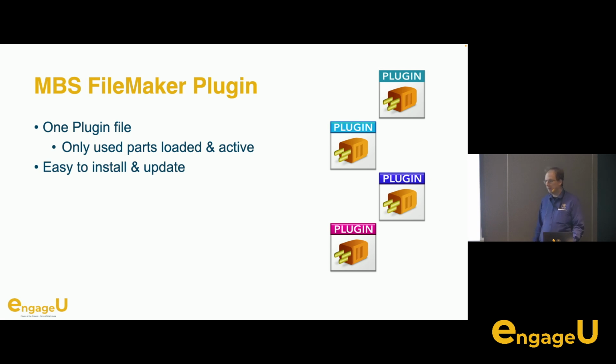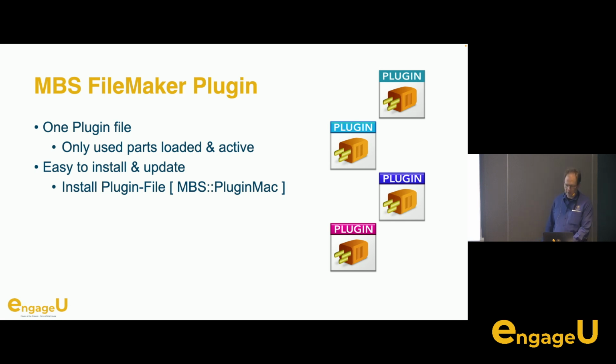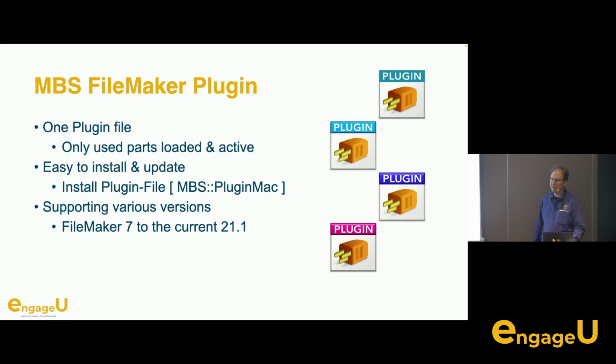It's easy to install and update because it's just one file, and you can install it by script step. If needed, we have an example database for that to help you to check if the plugin is old and install a new version. We support several FileMaker versions from 7 to 21. So whatever FileMaker you have, we have a plugin for it. So recently we added support for the latest version. I always need to fix a few little things. I have to discover what Claris changed and update the plugin.